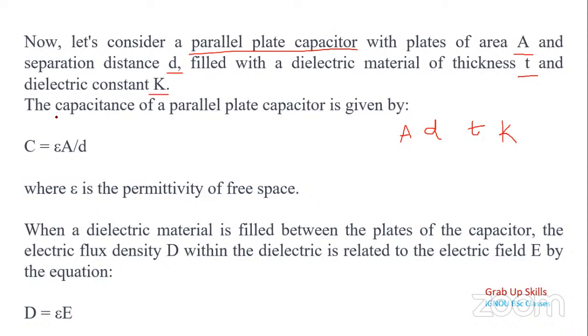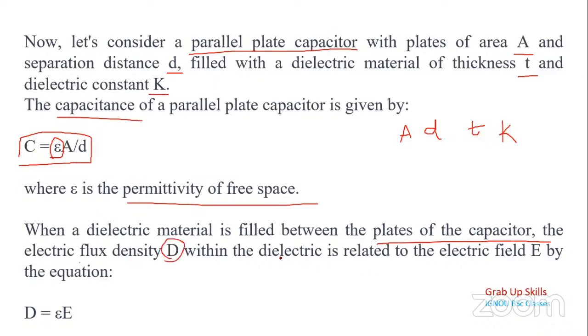Now we need the formula for the capacitance of this parallel plate capacitor. This is the formula for the capacitance, where the symbol epsilon naught represents the permittivity of free space. Now when a dielectric material fills the space between the plates, there is an electric flux density within the dielectric, which is related to the electric field E by this equation.